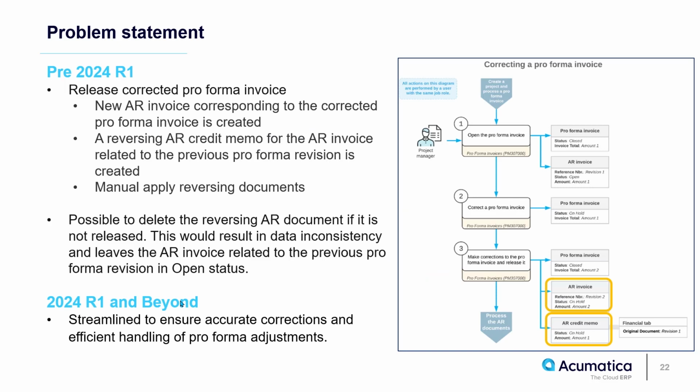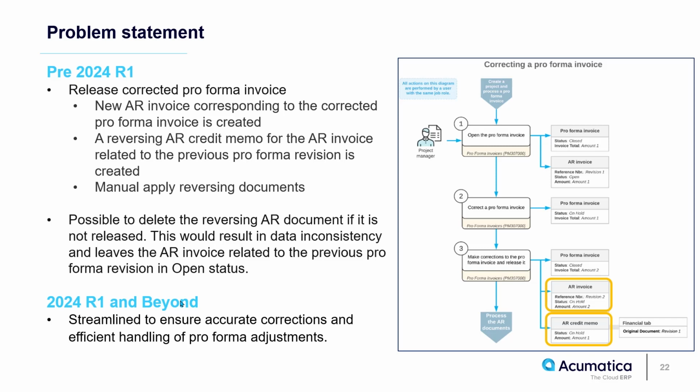Previously to 24R1, you had the ability to correct the Proforma, so that was added. But then as it did the automatic reversal of the original accounts receivable invoice corresponding to that Proforma, and issued a reversing credit memo, it required users to come in and manually apply those reversing documents. If those steps weren't followed in order, or if a reversing document was removed before it was released, it might have resulted in some inconsistency with the accounts receivable invoices that were open and the prior Proforma revisions.